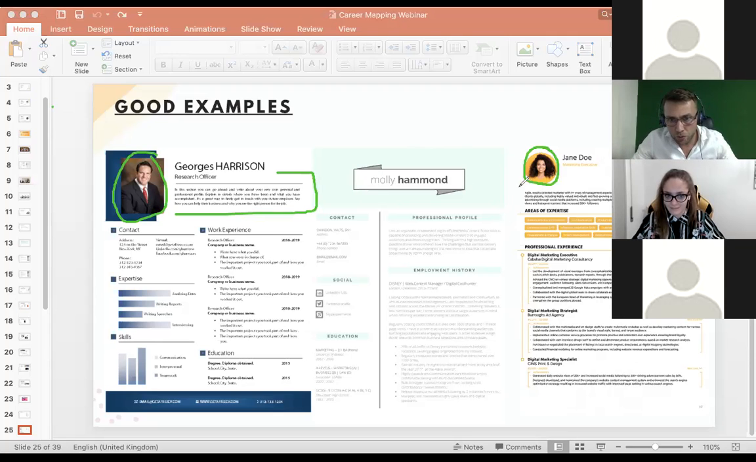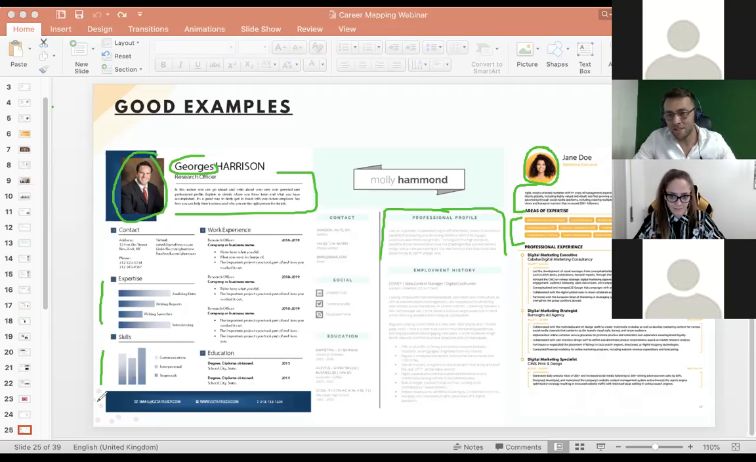Similar structures. We've got a brief overview at the top. And there are different ways of doing this. As you can see here, we've got a professional overview. And then here we've got areas of expertise, skills, very easy to see. I know these are a little bit smaller, but you can see that they're very clearly labeled, easy to find and locate.